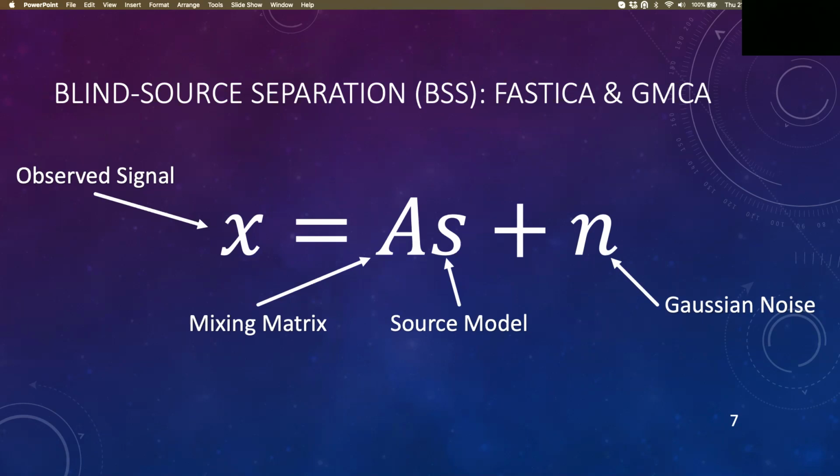FastICA finds this through statistical independence, whilst GMCA uses morphological independence. Once we find our foreground model, we can subtract it from the observed signal and get the Gaussian noise, which should contain the 21 centimeter signal and noise of the instrument. The main hyperparameter of these techniques is the number of components with which you wish to model the foregrounds.